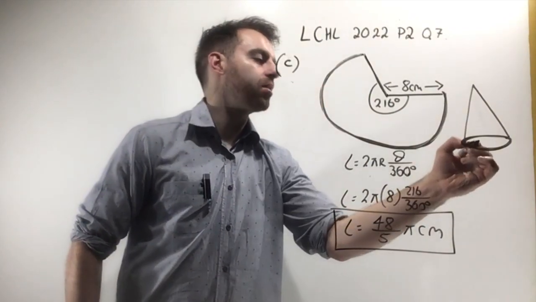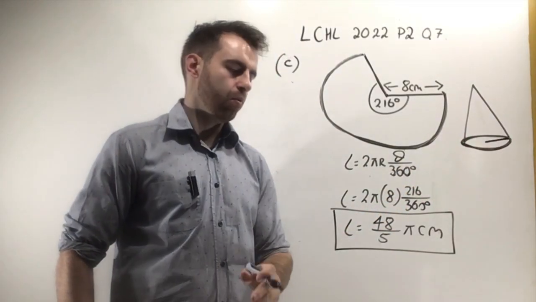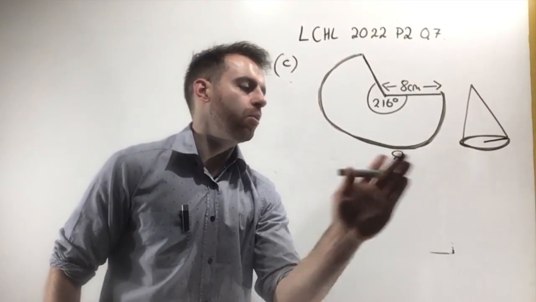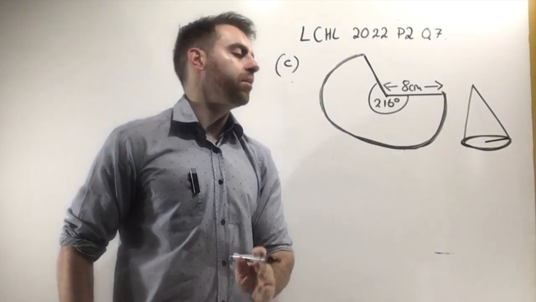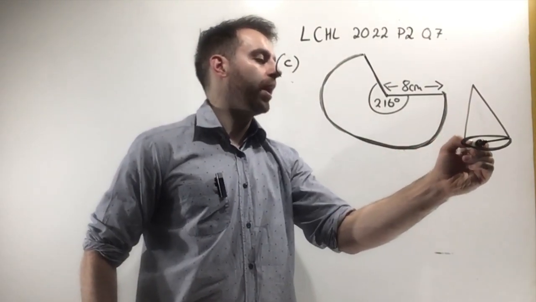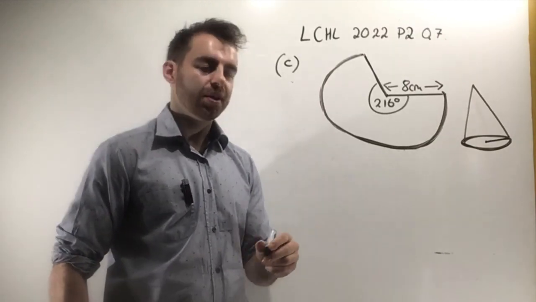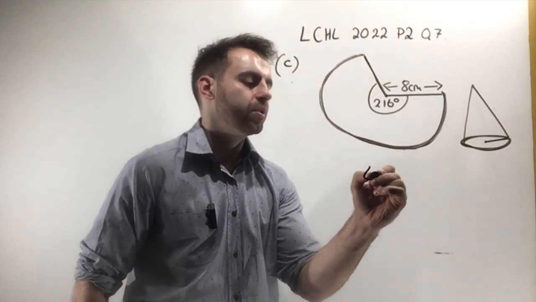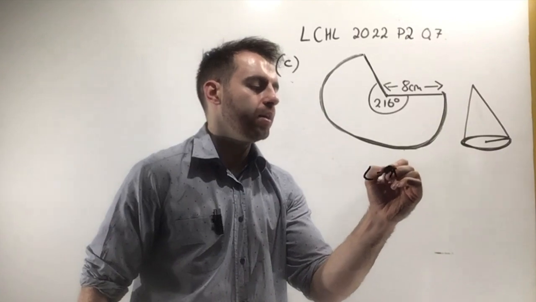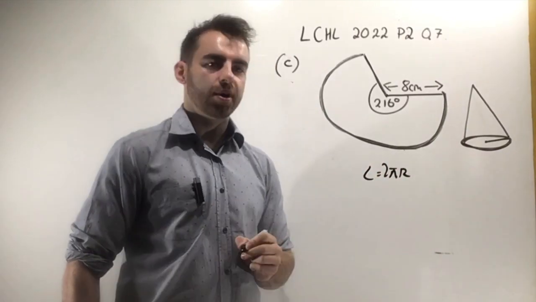We're going to use that to find the radius of this cone. So let's just wipe this out for a moment and think about that. I am trying to find the radius of the base of the cone. If you go to page 8 in your maths tables, it tells you that the circumference of a circle is equal to 2 pi r.